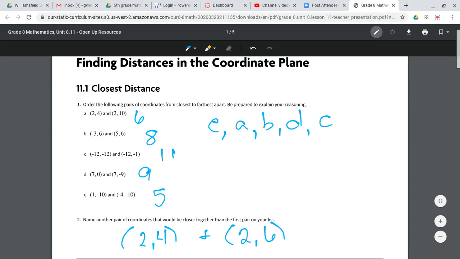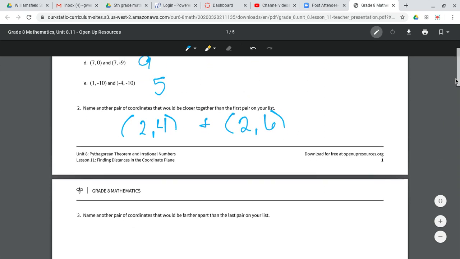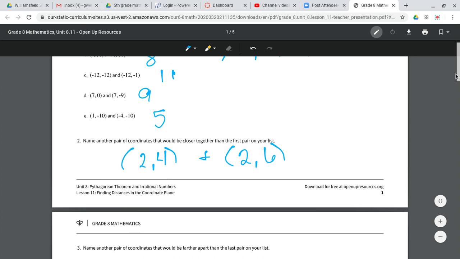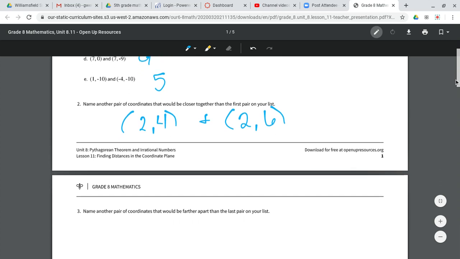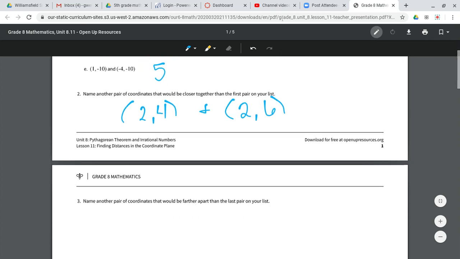Excellent. All right, there is a third question here, and it says, name another pair of coordinates that would be farther apart than the last pair on your list. So if we look at our last pair, we had 1, -10 and -4, -10, and it was 5 apart. So in this case, if we pick another one, we'll keep the first point the same again. And what with our -10? What should we put with that so that it's more than 5?